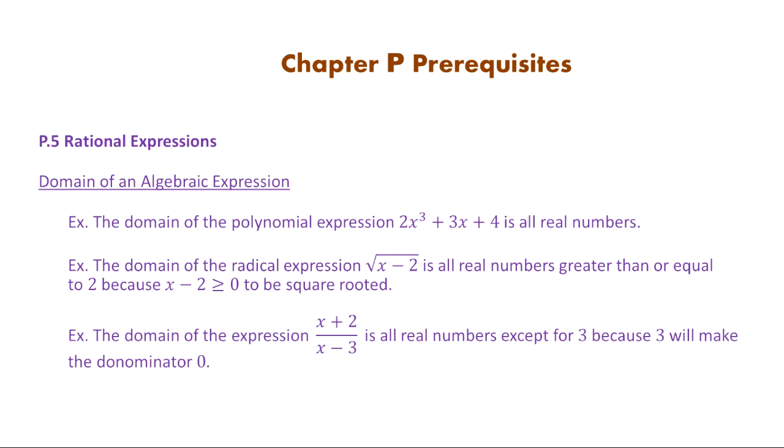Now, in the second example, we need to find the domain of the radical expression, square root of x minus 2. In order for this expression to make sense, we need to require that x minus 2 is positive or 0. It has to be greater than or equal to 0 inside the radical. So that means the domain is all real numbers greater than or equal to 2 if you solve this inequality.